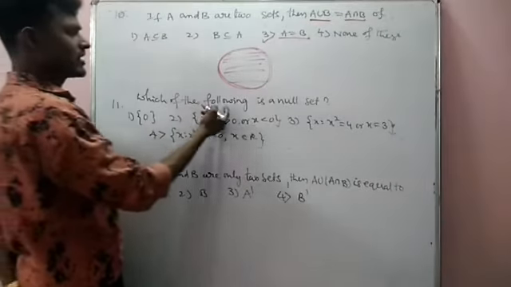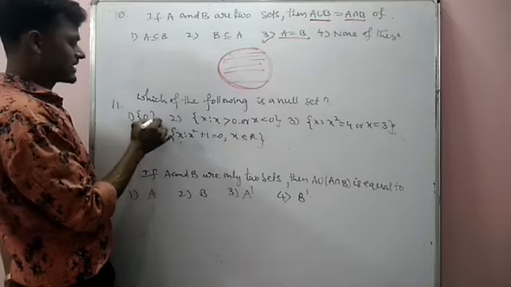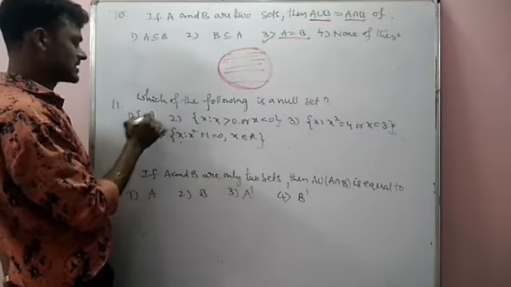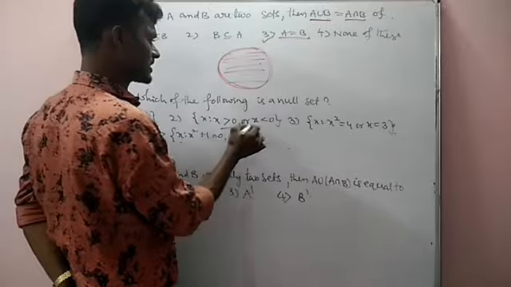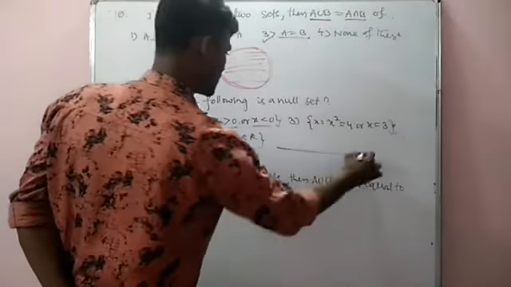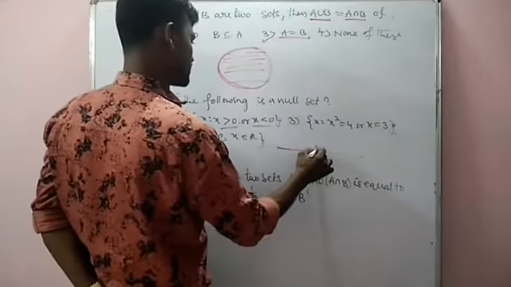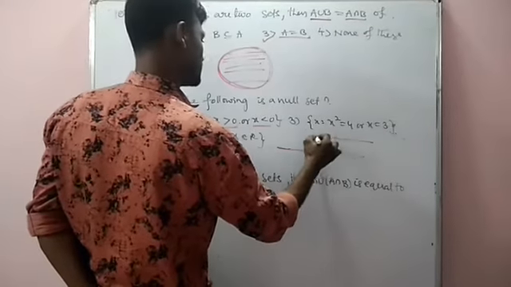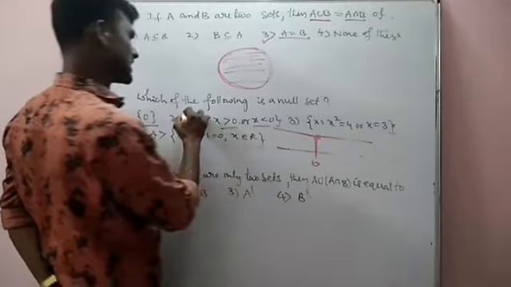Next one is: which of the following is a null set? First one is a singleton set. It has only one element, that's why singleton set. This is not a null set. Here x such that x is greater than 0 and x is less than 0. See here, x greater than 0 and x less than 0. This is not possible, then this is a null set.